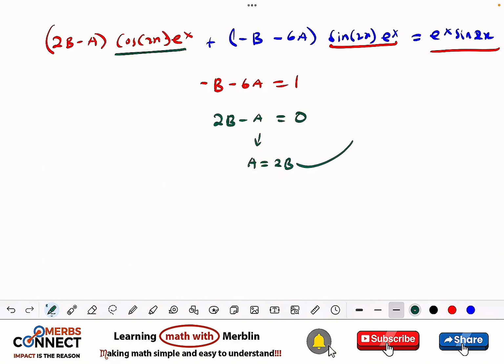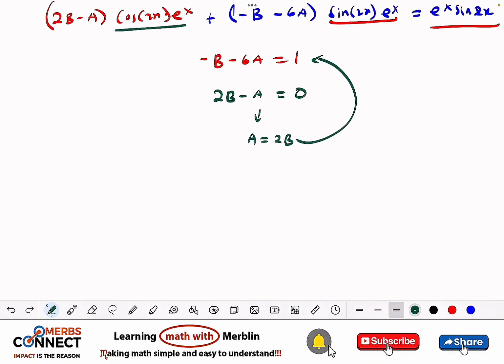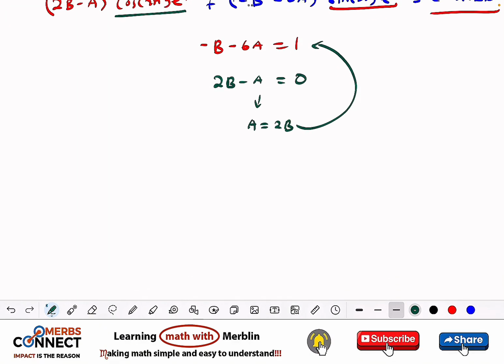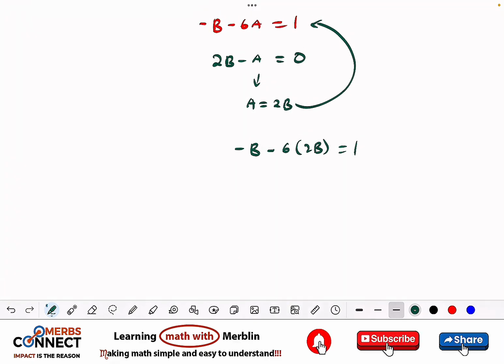And then we can plug this one inside this, and then we are going to have our b or a. So minus b minus 6 times 2b is equal to 1. And then we are going to have minus b minus 12b is equal to this. And then minus 13b is equal to 1, and b will be equal to minus 1 over 13.